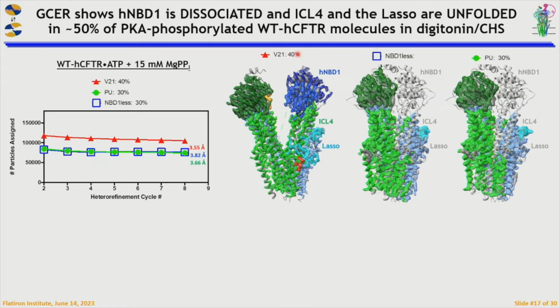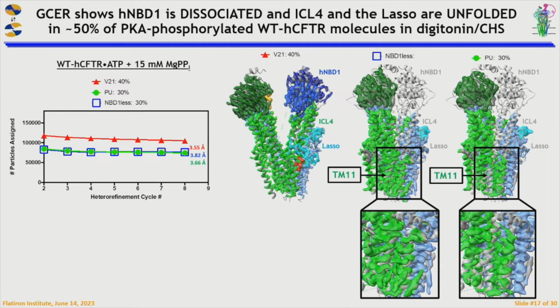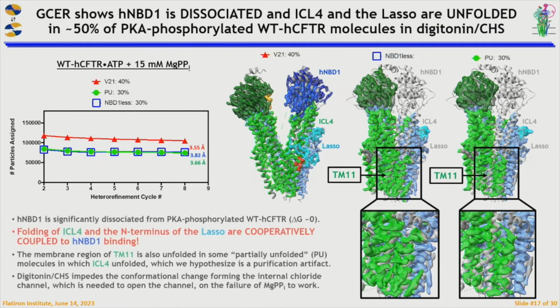This V-shaped conformation is 40% of the population. Then we have what I'm going to explain a bit more in a moment. We call it NBD1-less, so that the NBD1 is detached, and then PU, partially unfolded. So these things are both lacking NBD1. You can see no density for NBD1, and they're lacking ICL4, and they're lacking the N-terminus of the lasso. Where they differ is that in the membrane-embedded part of TM11, in one of these samples, this is perfectly folded, and in one of these samples, it's gone. This is the kind of resolution of information we can get with cryo-EM when you do it very carefully. It's not easy to get this, but we can get it very reliably when you want to.